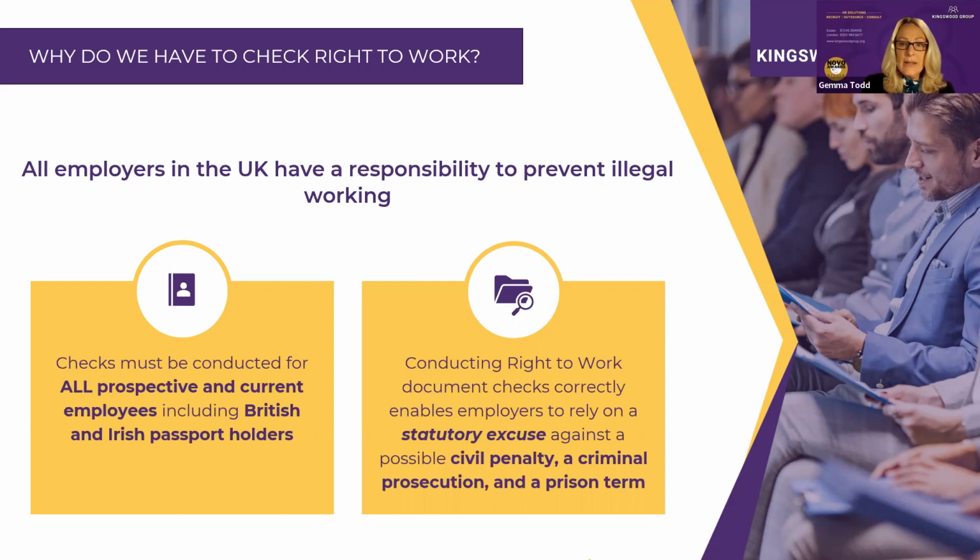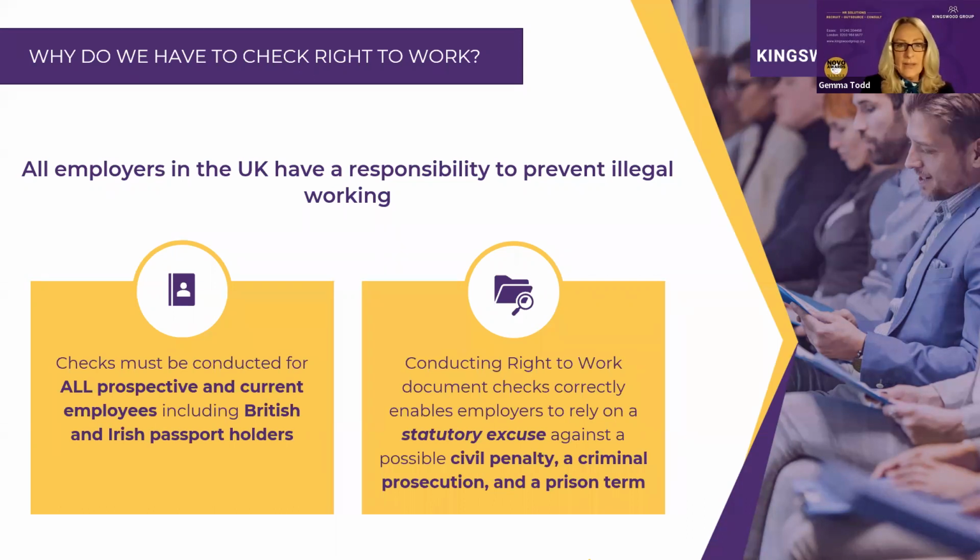So what is the maximum civil penalty or prison term an employer could face if found to have knowingly breached the right to work rules? Is it up to £5,000 per illegal worker and 10 months in prison, up to £10,000 per illegal worker and up to 2 years in prison? Or is it up to £20,000 per illegal worker and up to 5 years in prison? If you'd like to select your answers, and then we'll share the results.